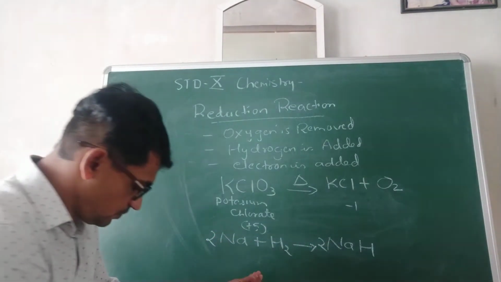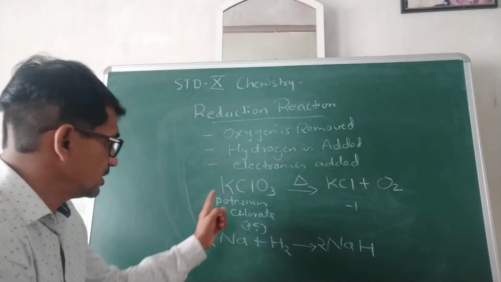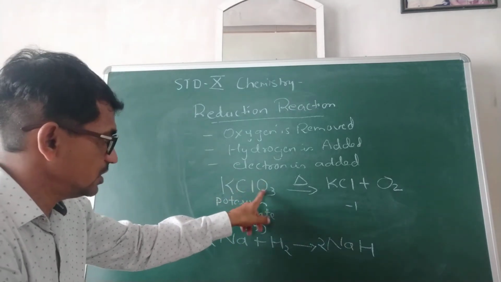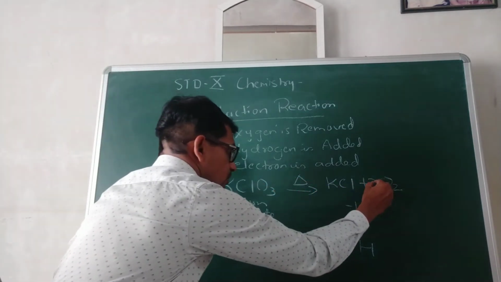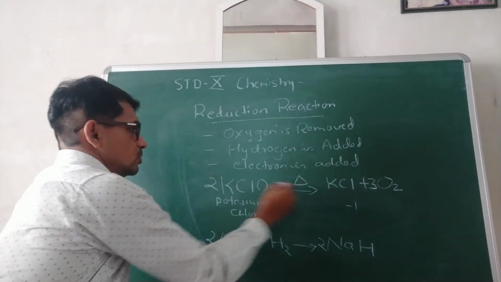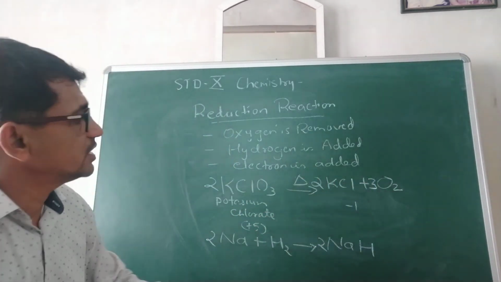If you balance the first reaction, then in KClO3 there is 3 oxygen and on the other side it is 2. So we will write what? Here 3 and here 2. So 2 molecules of KClO3.